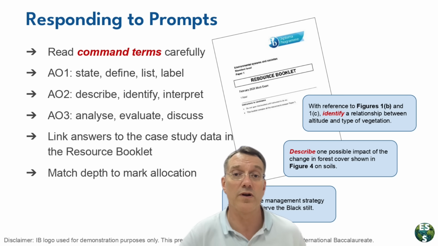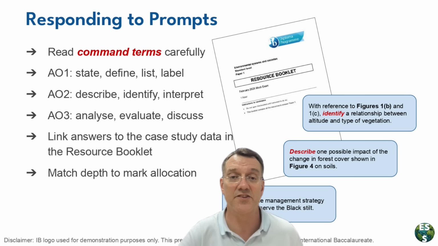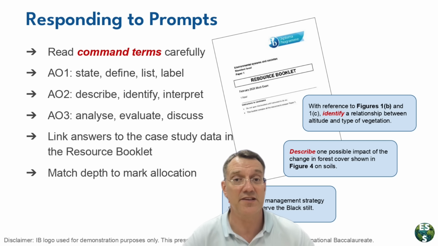The single most important habit you can build for paper 1 is this: read the command term first. Every question in IB ESS begins with a command term. That's a specific word that tells you exactly what kind of answer is expected. These command terms are grouped by assessment objective. Assessment objective 1, or AO1, are things like state, define, list, and label. Those kind of questions ask for short, direct answers. 1 or 2 sentences is usually enough, and sometimes as little as 1 or 2 words.